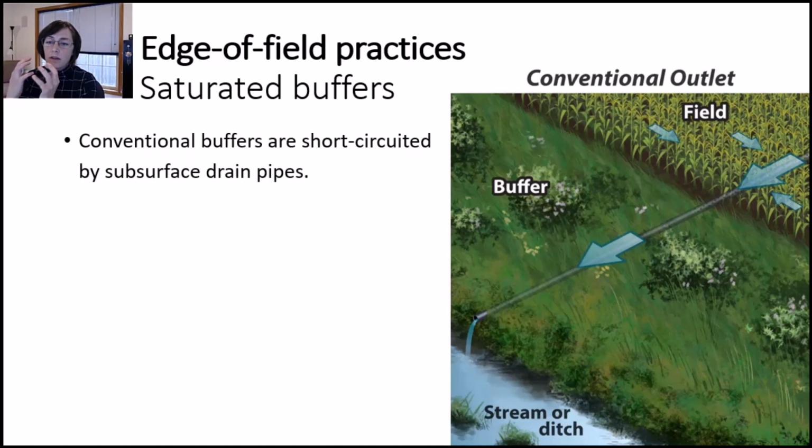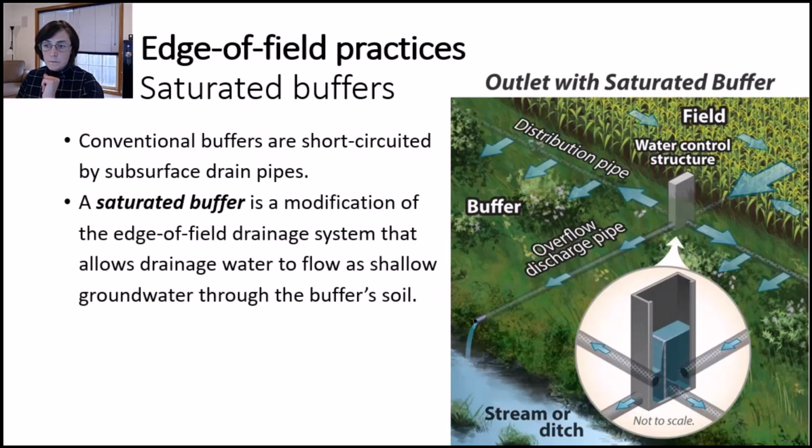The challenge with a great buffer like this from a nitrogen loss perspective is that a tile drain, or a subsurface drain, cuts straight through the soil underneath this really great buffer area. And so the tile drainage water doesn't have anything to do with all of the other good things going on inside the buffer and going on inside the soil.